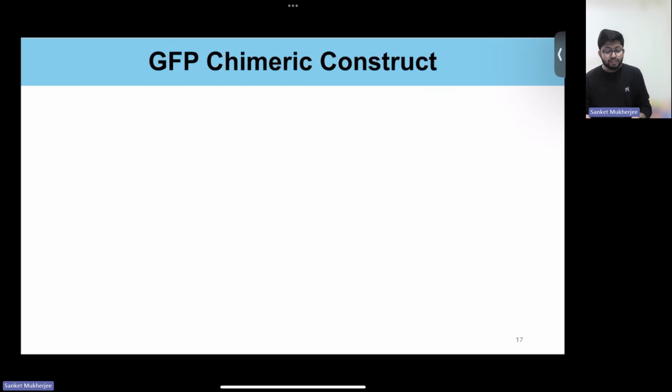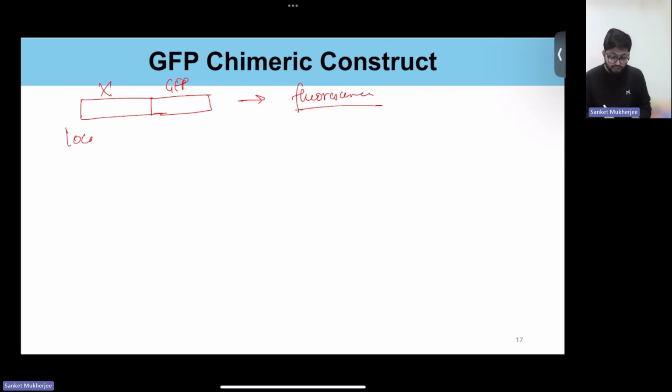So there could be a GFP chimeric construct where a protein, let's say this is your protein X, is fused with a GFP, and this GFP will fluoresce. It has fluorescence, and you can view it in a microscope very easily. For localization of proteins, this kind of GFP chimeric constructs are created.